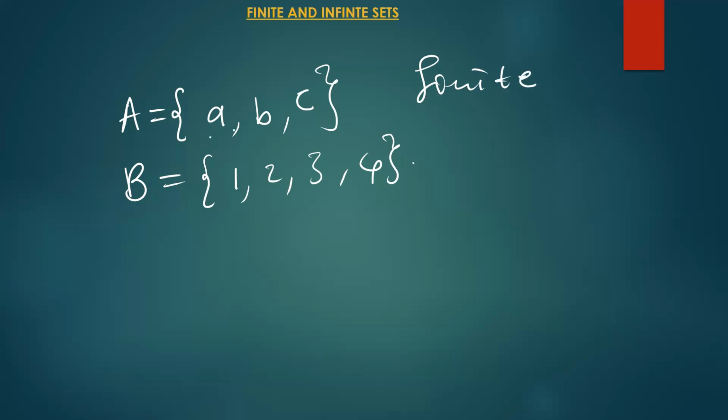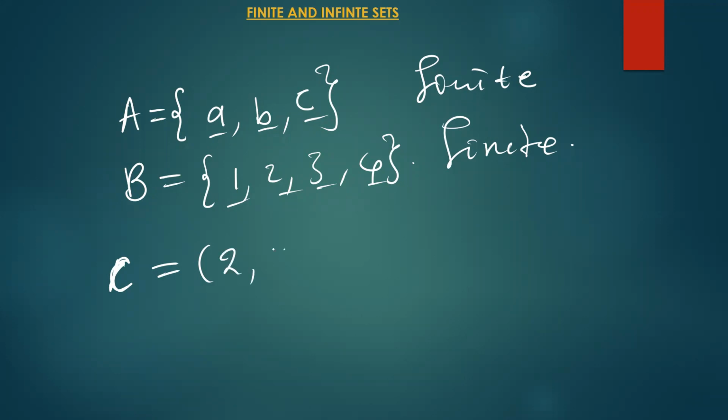So the first element here we have a, the second one b, the third one is c. Same applies to this one. This is also a finite set because we can count the number of elements that are in this set. But when we talk about infinite sets, we're talking about sets which are like intervals. For instance, if you have set C, which is equal to the open interval (2, 5), this one is an infinite set because you can't count the numbers that are between 2 and 5.